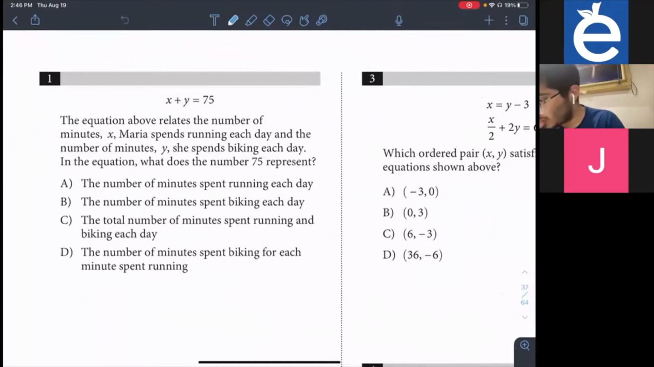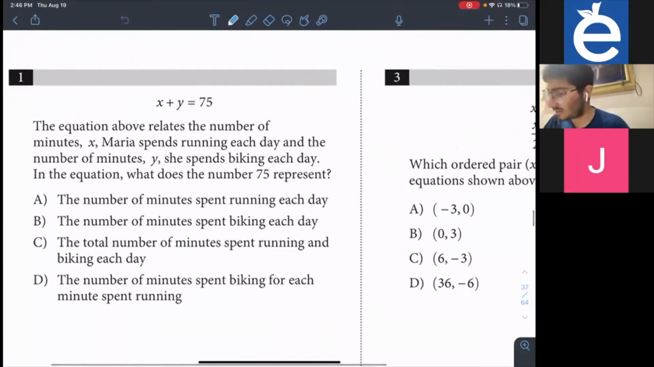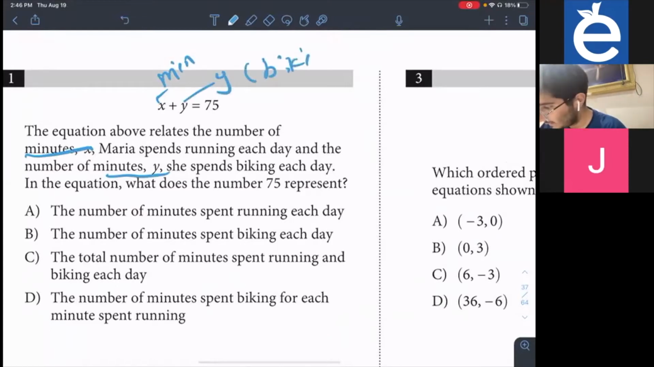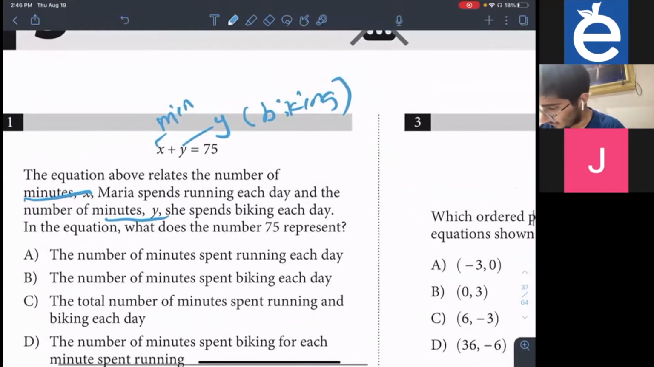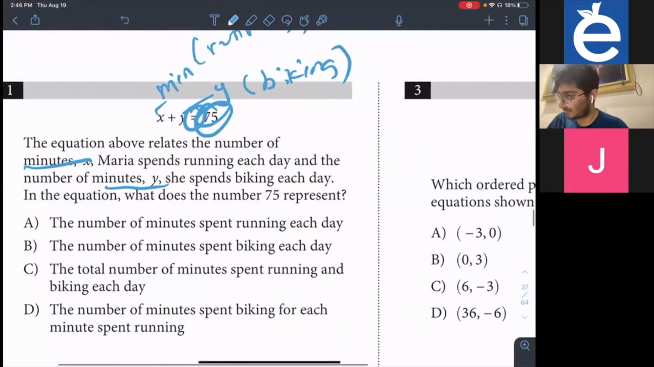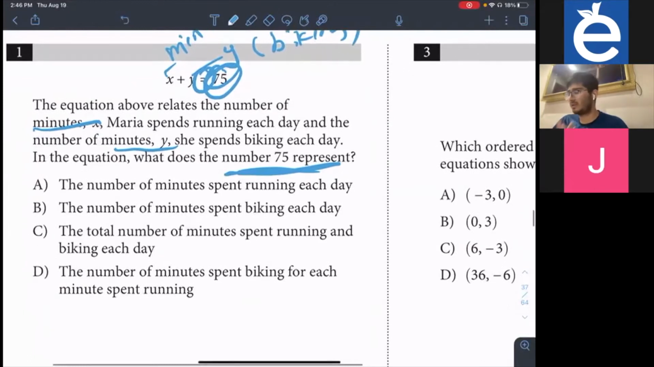Question 1. The equation above relates the number of minutes X Maria spends running each day and the number of minutes Y she spends biking each day. In the equation, what does the number 75 represent? To solve this problem, we have to first understand what the variables are. X represents the number of minutes running, and Y represents the minutes biked, and they equal 75, which is what they're asking for. So what does the number 75 represent?